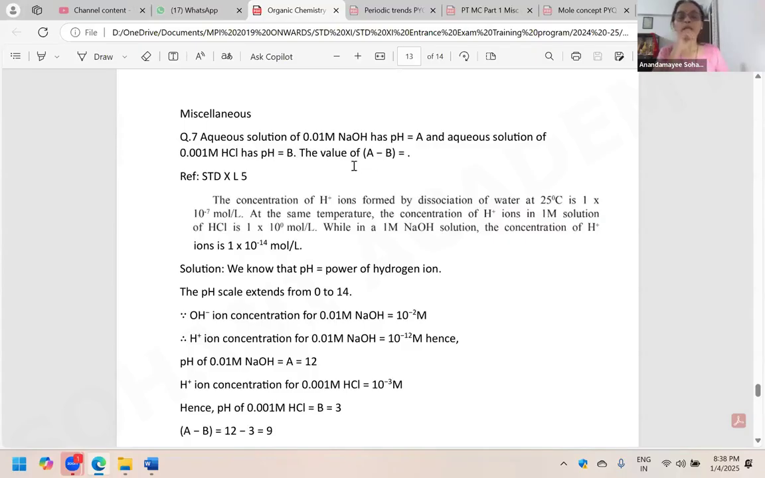This is a very tricky question, okay? And you get the reference of it in standard 10 lesson 5 of SSC. Concentration of H plus ions is given as 10⁻⁷ moles per liter. So that tells us that 10⁻⁷ चा pH आहे, म्हणजे that is for 1 mole. 1 mole. Okay. So 0.001 mole, it will be 10⁻³.